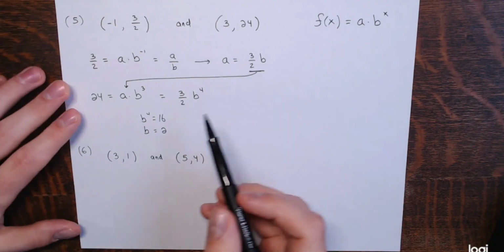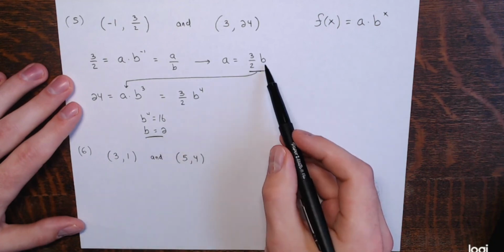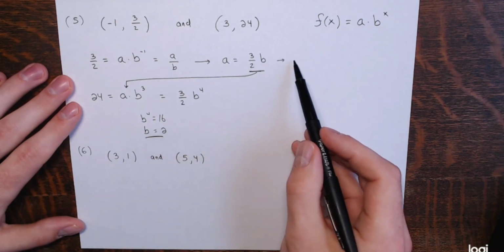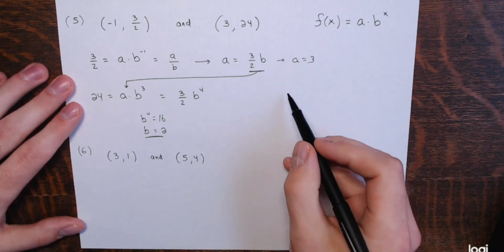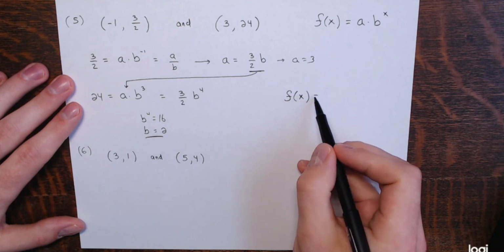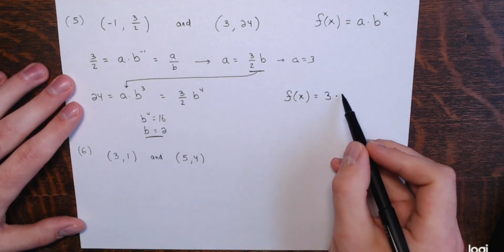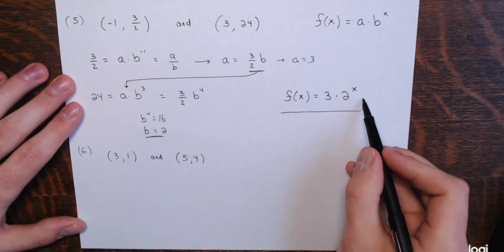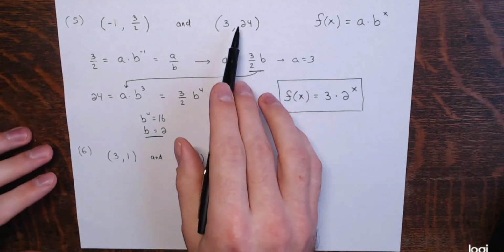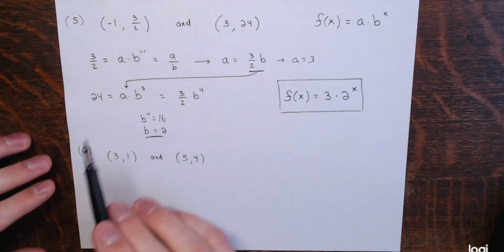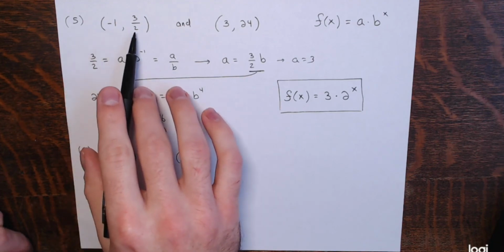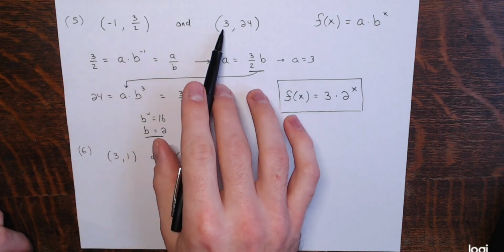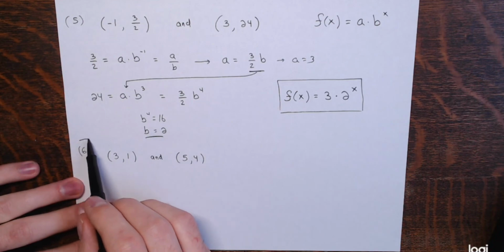And there we go. We have b is 2, and then I plug that back in here. a is 3. Right. 3 halves times 2 would be 3. And there we go. So f of x equals 3 times 2 to the x. There's the function they want. That has both these ordered pairs. That's an exponential function that has both these points on it. Alright, and again, check it out. Plug in -1 for x, you'll get 1.5 for the output. Plug in 3 for x to this function, you will get 24 for the output.